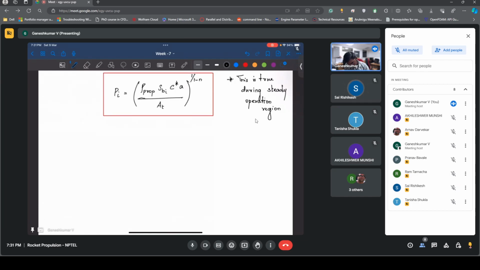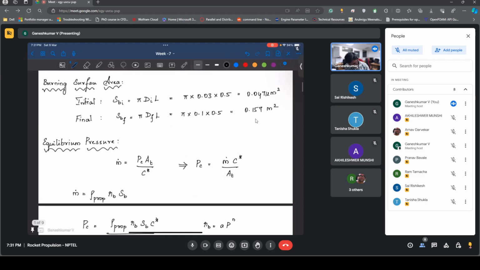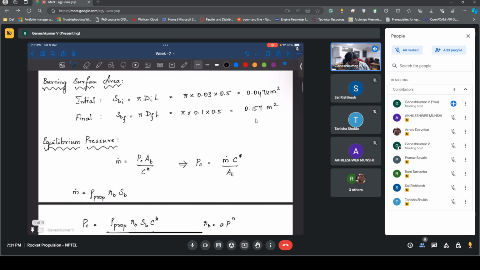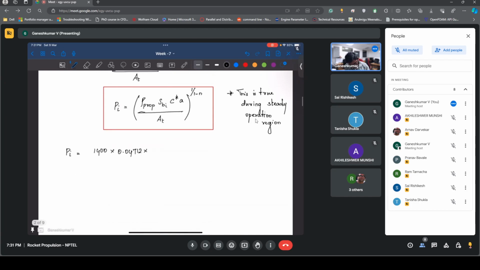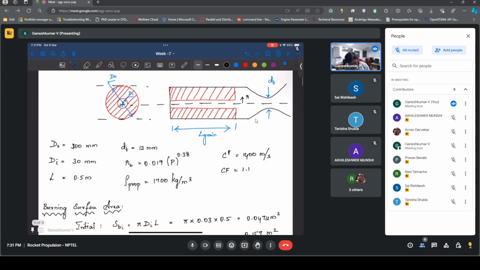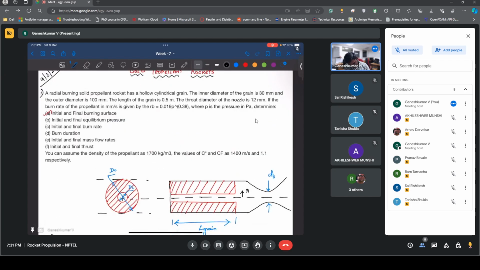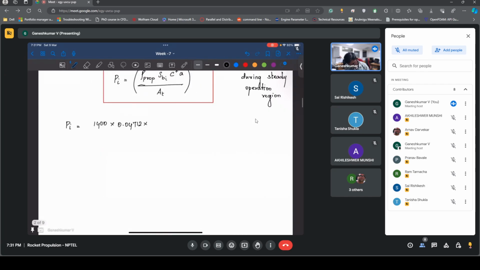In fact, you need not write this in terms of I. If you put I, it's going to be the same if you put final also. So let's quickly find the pressure. Rho of propellant, I hope it's 1400, into SBI 0.04712, into C star, which is also given. Okay, C star is 1400, this is 1700.